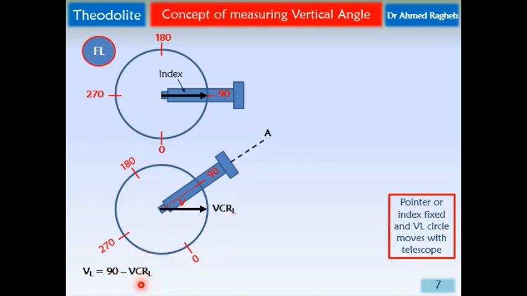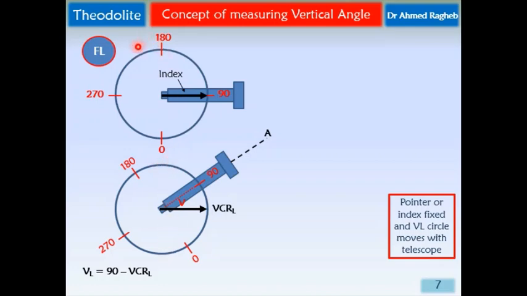Of course, if the VCR is smaller than 90 degrees, then the vertical angle will be positive, as in our case here. While if the VCR is greater than 90 degrees, then the vertical angle is negative and you're pointing downwards.